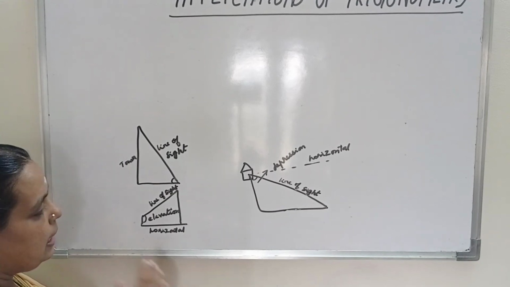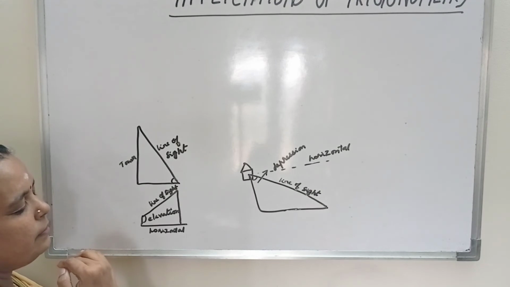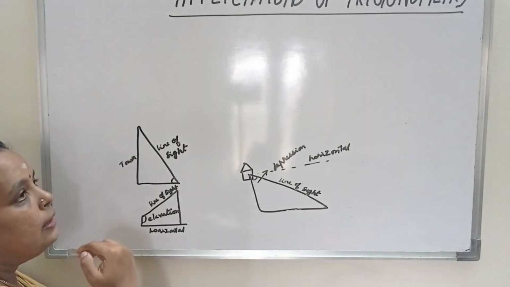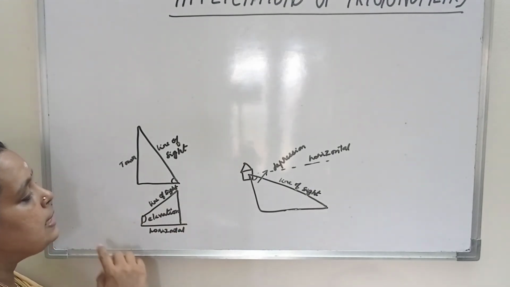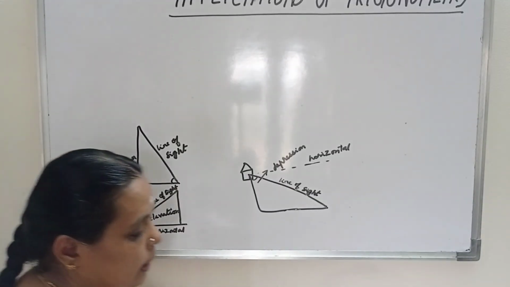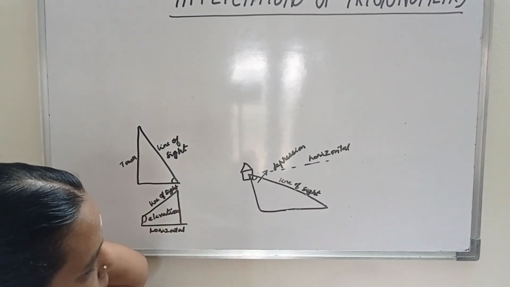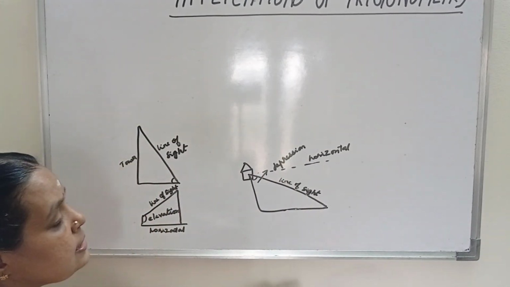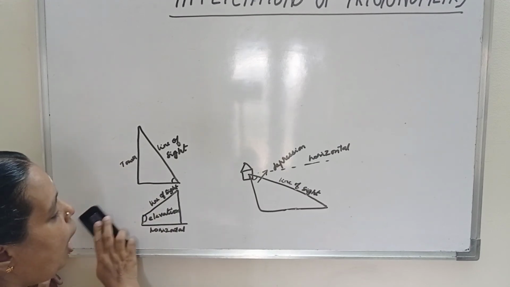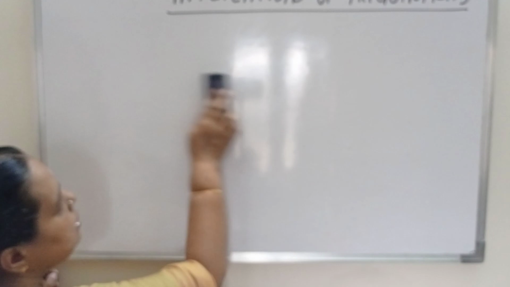when the observer views the aeroplane or kite or whatever it is, that will be the angle of elevation because he is viewing towards the top. And angle of depression is when the view is towards the ground. So this is the basic thing to understand how to apply trigonometry in our real life.